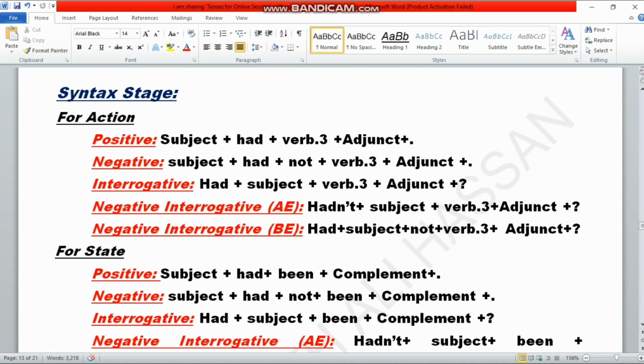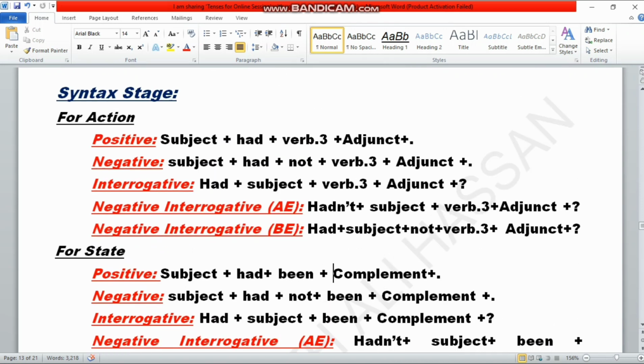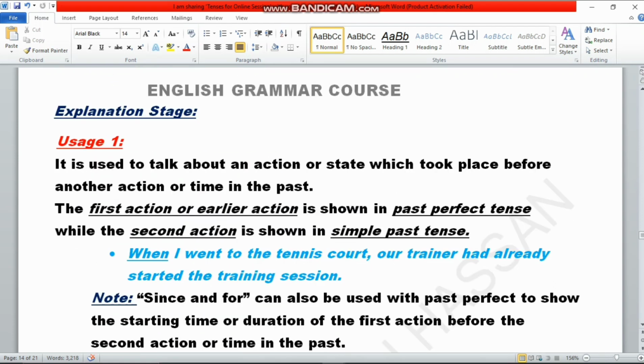And to make the sentence negative or interrogative, in both American and British English, all you need to do is apply the rules that we just studied above right here, right? Past perfect tense is used for different purposes. Here comes the first usage of past perfect tense.